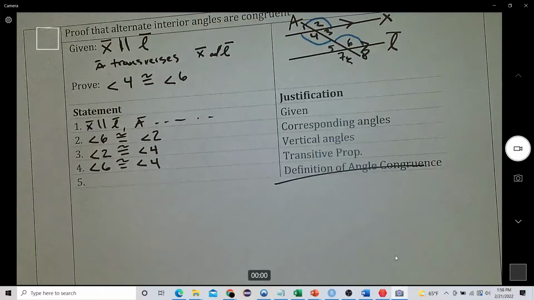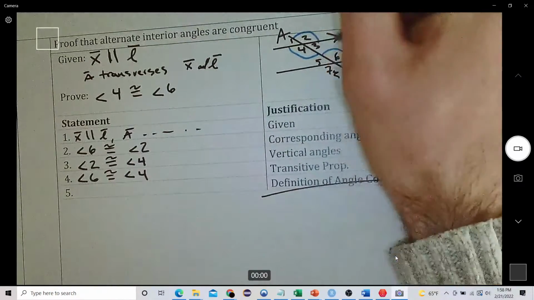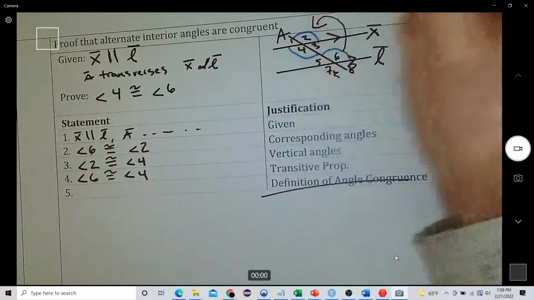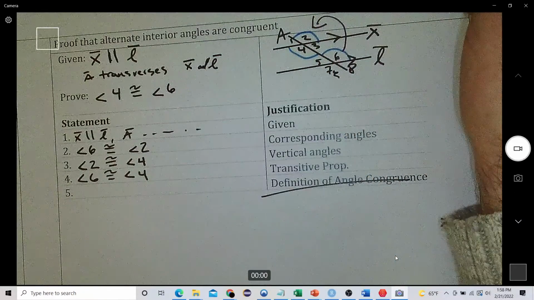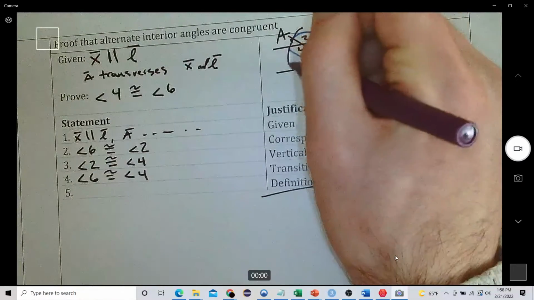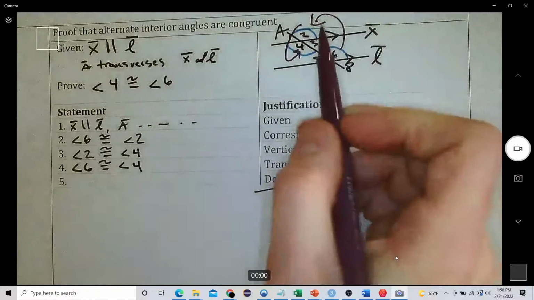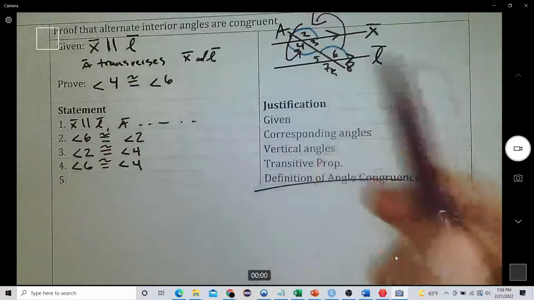Okay, so what do we do right there? Well, we went from angle 6. We said that angle 6 is congruent to angle 2, because they are corresponding. And then we went from angle 2 to angle 4 because they're vertical, right? The transitive property, starting from 6 all the way over to 4, right?